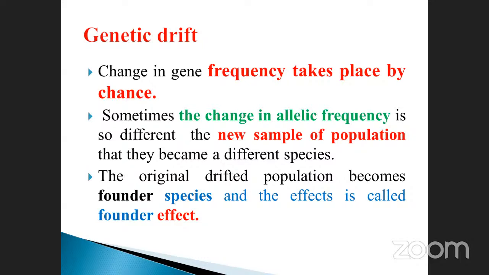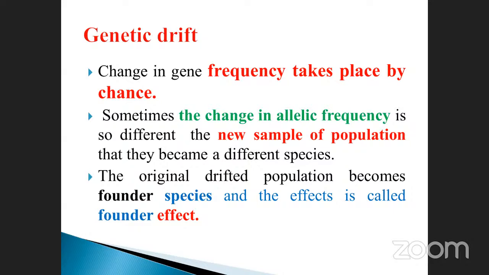Genetic drift is the change in gene frequency that takes place by chance. Suppose when it gets a favorable condition, it can be changed into some other forms. They may ask the question, what is genetic drift? Genetic drift is nothing but the change in the gene frequency that takes place by chance only.